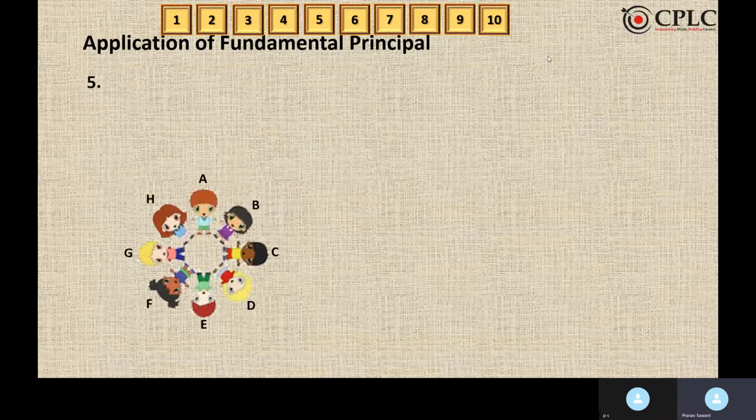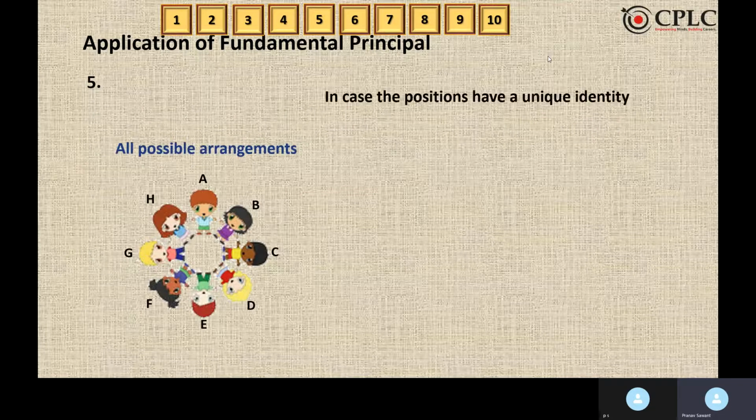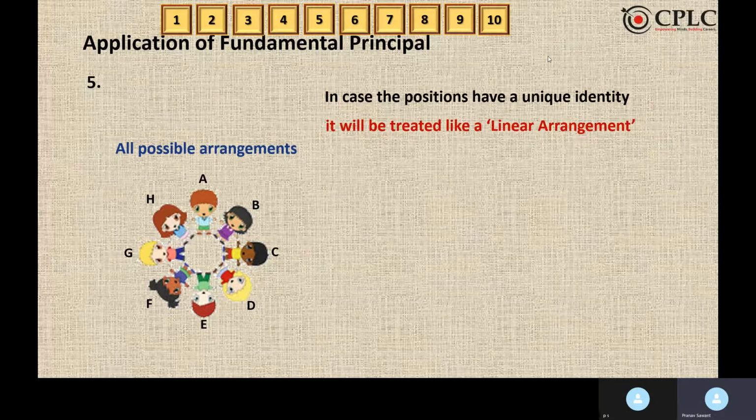Now, whenever we have numberings, we have to take it as the positions having a unique identity, because now we can specifically tell which person is going to sit on which numbered chair. So, in such cases, we have to treat it like a linear arrangement. 8 people sitting in a row, so n factorial ways. Over here, n is 8, hence it is going to be 8 factorial ways. So, option 3 is the answer.